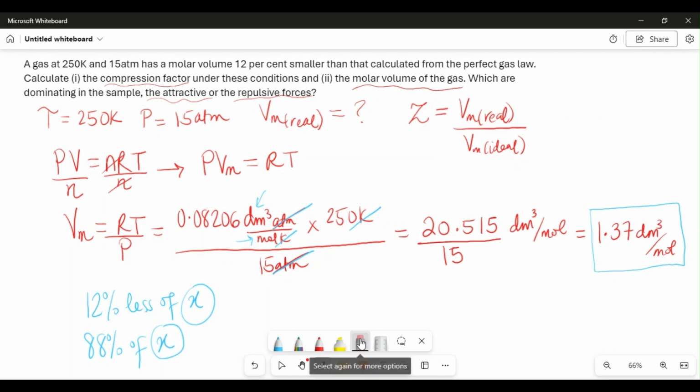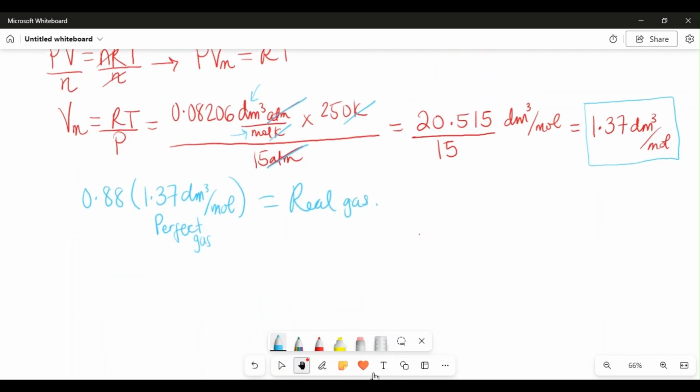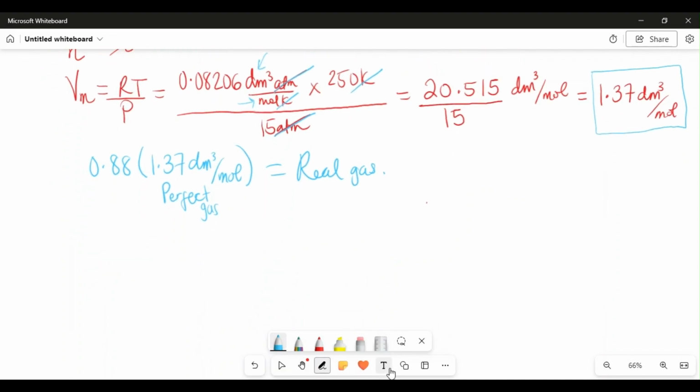So when we go there, we're just going to have 88%, which is the same thing as saying 0.88 of 1.37 dm cubed per mole that we solved, which is for the perfect gas right here, is going to be what is the real gas, right? That we're actually solving for. So you just have to input this information into the calculator and solve in 3 sig figs.